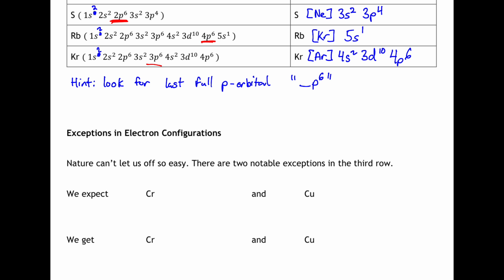So what I want us to do for practice, let's write out chromium's core notation. So first we have to find chromium on the table. What number is chromium? Chromium's number 24, right? And so 24, it's in the middle of column 6 there. So we can just circle back. What's the noble gas that's before chromium? Argon. So we're going to write argon first.